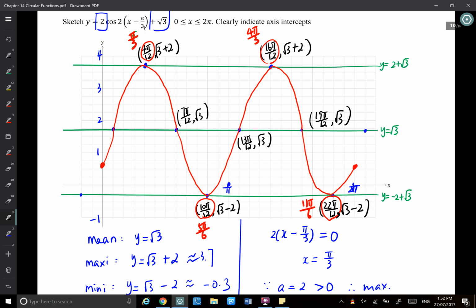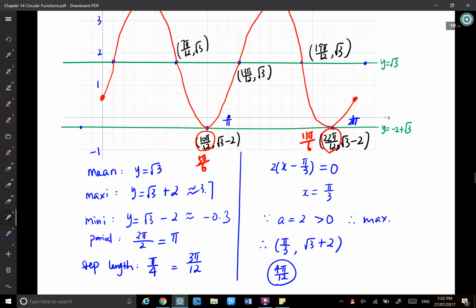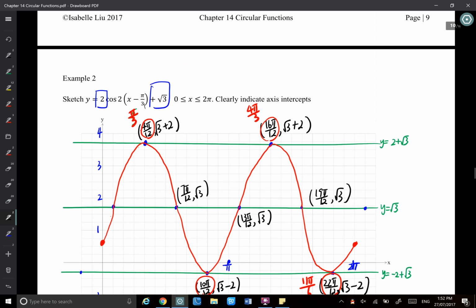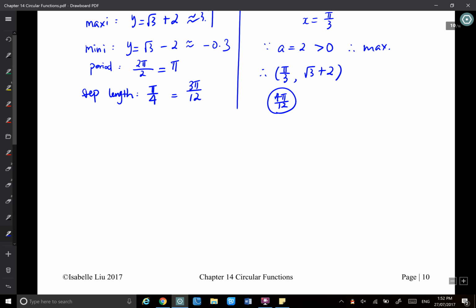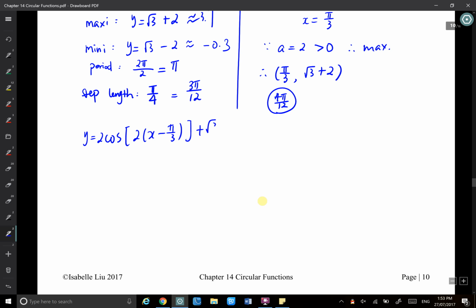How do we find endpoints? You sub x equals 0 and x equals 2 pi. Okay, so substitute. So the equation is y equals 2 cosine bracket 2x minus pi on 3 bracket plus root 3. Okay, I will make when x equals 0. y equals 2 cosine, okay, 0 is minus 2 pi over 3 bracket plus root 3.